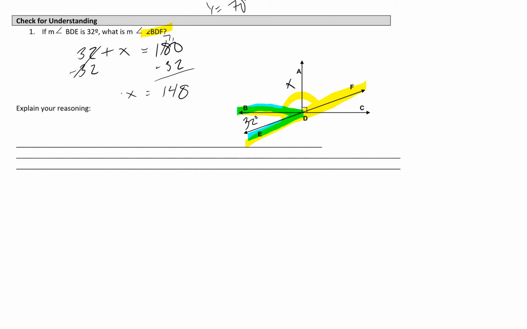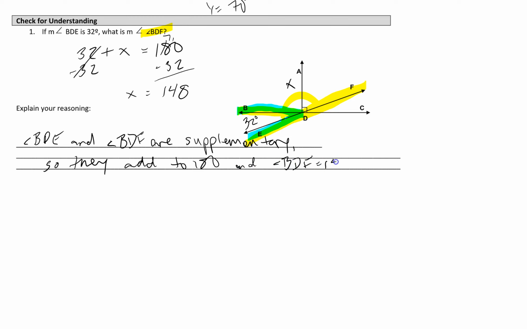And we have x equals 148. So again, to explain our reasoning, we said angle BDE and BDF are supplementary. They share that straight line. So they add to 180. And BDF, we just solved, is 148 degrees.